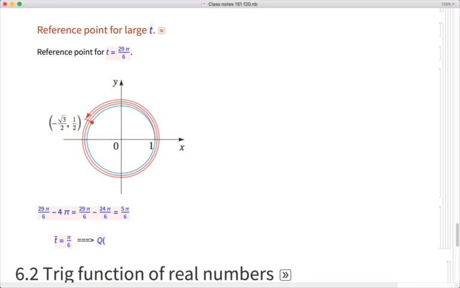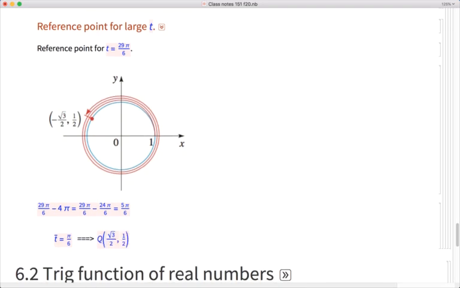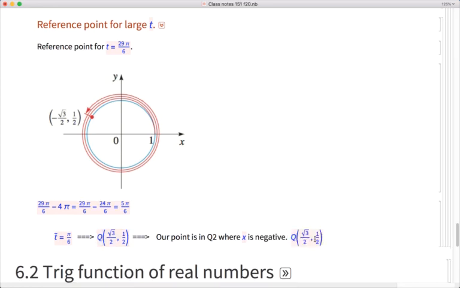This is a shallow angle, so the x-coordinate is big, the y-coordinate is small. And then we make the sign adjustment. Our point is in the 2nd quadrant. And so we need to negate the x-coordinate for this point. And our final answer here will be the terminal point for 29 pi over 6 is negative root 3 over 2, comma 1/2.